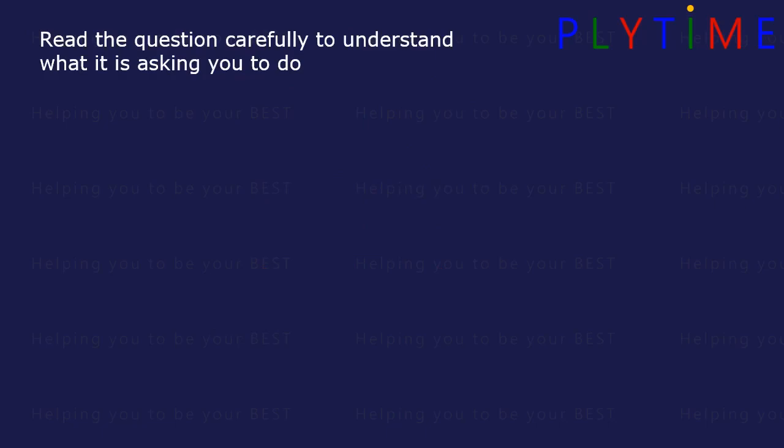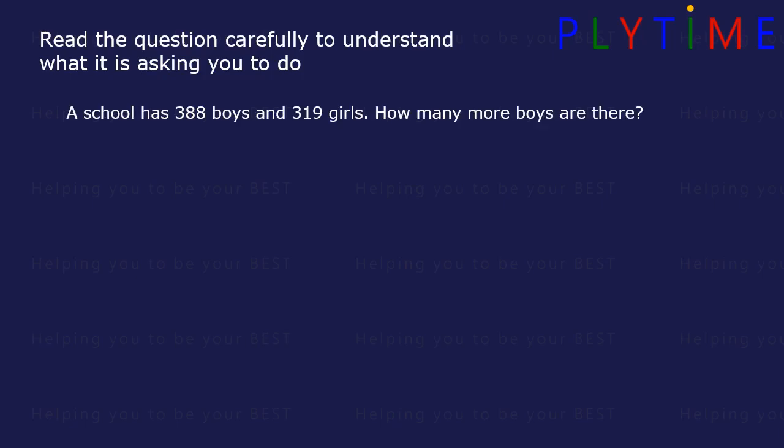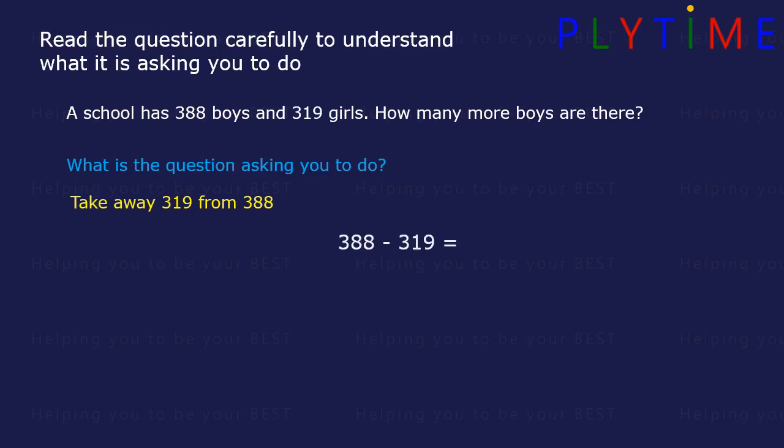Read the question carefully to understand what it's asking you to do. A school has 388 boys and 319 girls. How many more boys are there? What's the question asking you to do? Take away 319 from 388. 388 minus 319. We can move up in smaller chunks, starting with the smallest number and working to the bigger number.